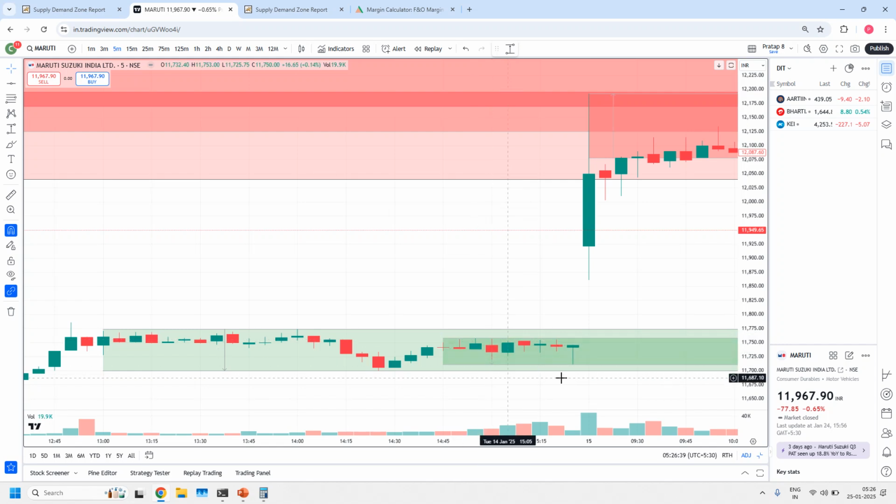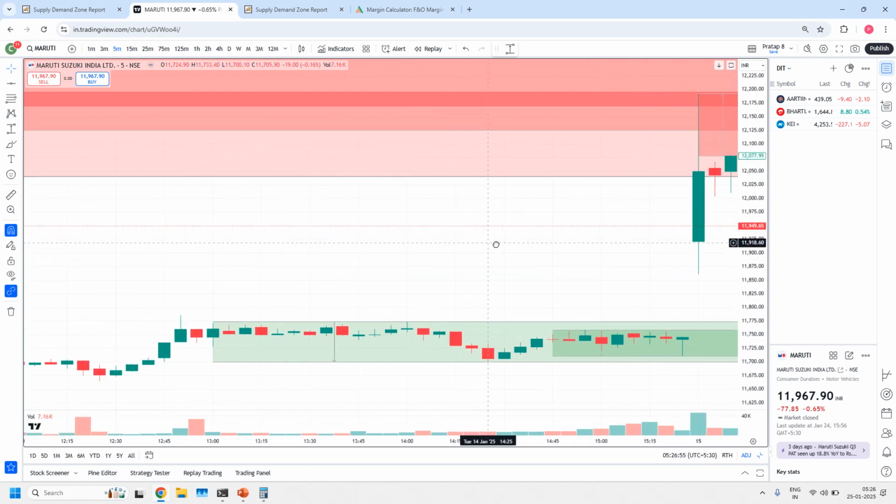The structure is not really great. A lot of consolidation took place here: 1, 2, 3, 4, 5, 6, 7, 8, 9. So many. Maybe because of this gap, the candle sizes have changed. So let us hide that.